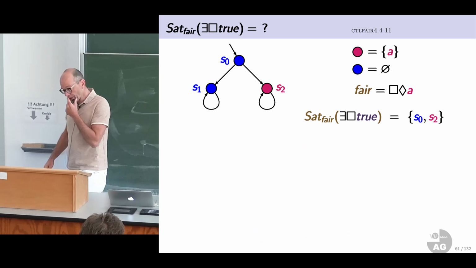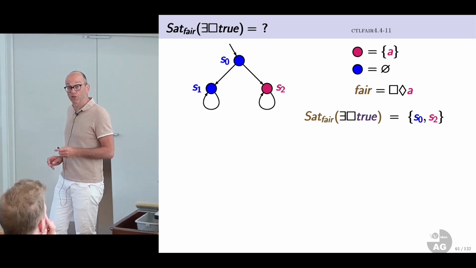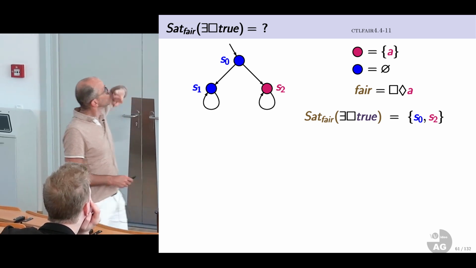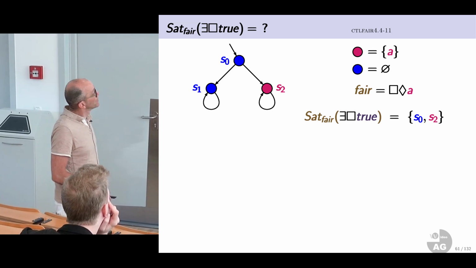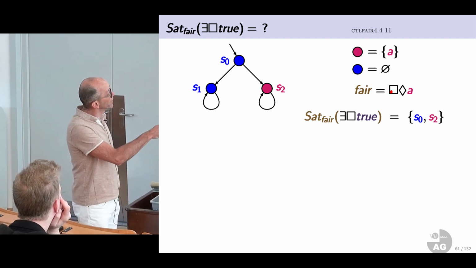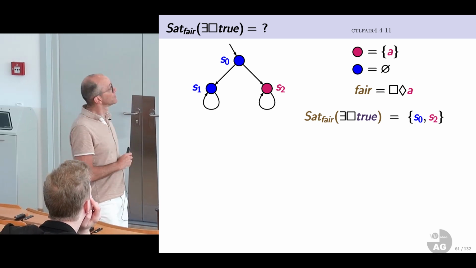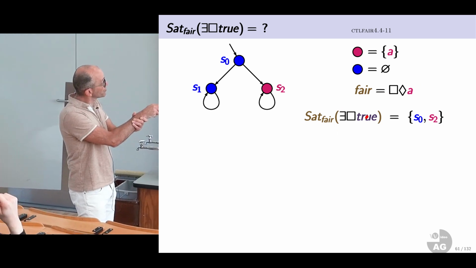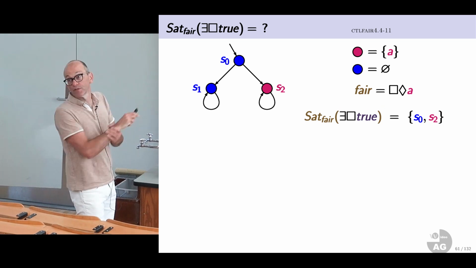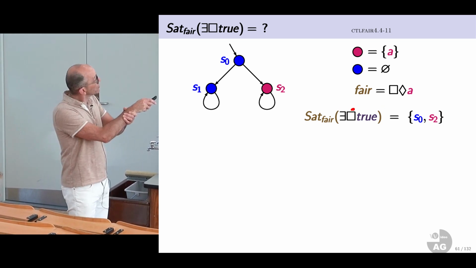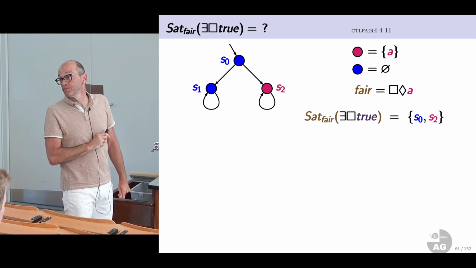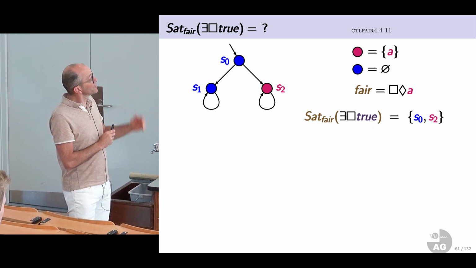Good. What is going to be important is the subformula existential box true. So similar example as before, only the colors I think have changed. If you have the fairness assumption infinitely often red, which states satisfy the formula there exists box true? Now true holds for every state, so existential box true simply means does there exist a path? Under fairness, this says does there exist a fair path? So for which states does there exist a fair path?